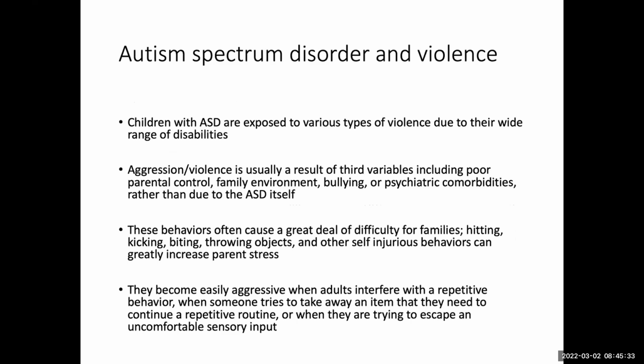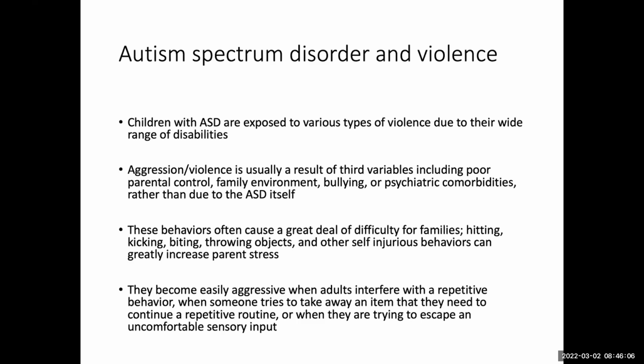Okay, so next we go to autism spectrum disorder and violence. So autism is a spectrum, a range of complex neurodevelopmental disorders characterized by social impairments, communication difficulties, and restricted, repetitive, and stereotyped patterns of behavior. And one third of ASD children exhibit intellectual disabilities as well, or learning disabilities.